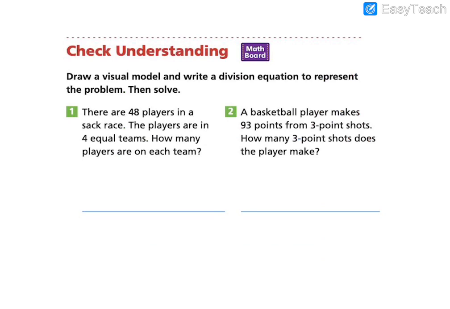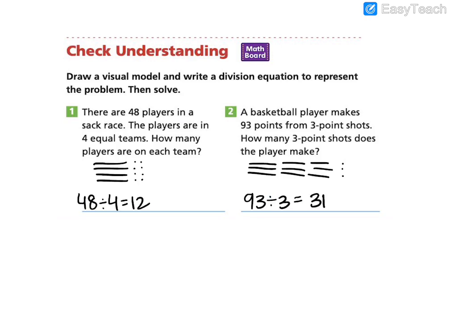All right, go ahead and pause the video and complete check understanding and press play when you're ready to check your work. All right, let's go ahead and check your work. For number 1, we get the answer that there are 12 players on each team. Now, if this was feeling a little tricky on how to draw a visual model, let me go through that just one more time. So 48 players, 4 equal teams.